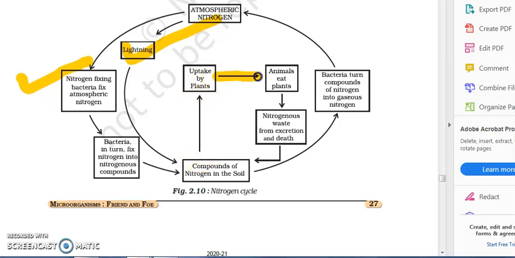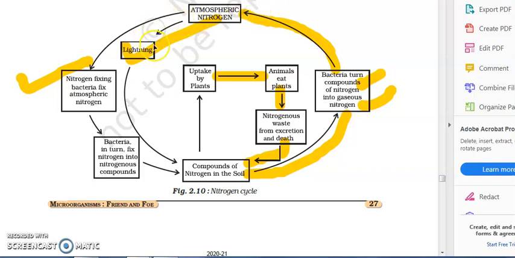After that, the animals eat the plants. When the animals die and with their excretion, it again mixes in the soil. After that, the soil again gets the compounds of nitrogen. Then there are some bacteria that turn the compounds of nitrogen into gaseous form, and this gaseous form of nitrogen goes into the atmosphere. In this way, the amount of nitrogen in the atmosphere remains fixed.